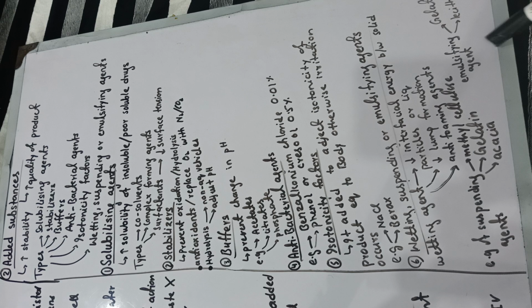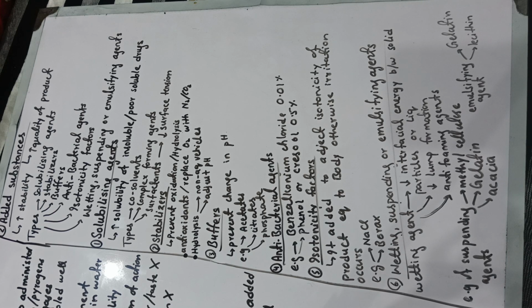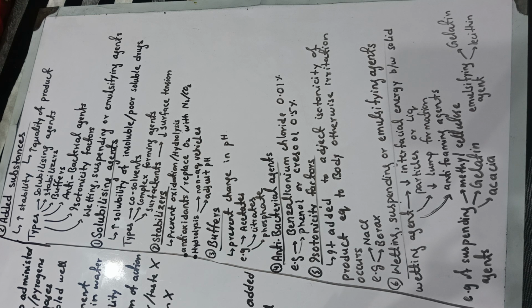Examples of suspending agents and emulsifying agents are given here. Suspending agents are methyl cellulose, gelatin, and acacia. And emulsifying agents are gelatin and lecithin. So here all the agents have been discussed. In this lecture we have discussed the types of parenteral preparations, and their qualities, what kind of essential qualities should be present in a particular product. And lastly we have discussed their formulation, how we can formulate it, and that two types of components are added: first is the vehicle, and second is the additive substances.